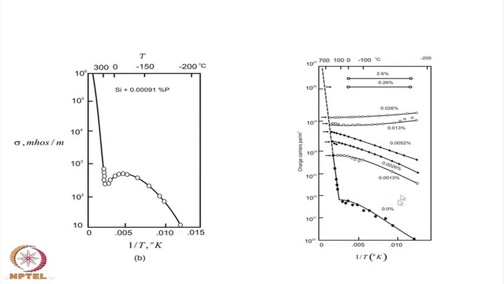This is another curve for different concentrations of dopant. Obviously, as the dopant concentration increases, a greater number of charge carriers gets generated and the conductivity increases, but at the same time the details get missed out. So this exhaustion region is no longer there, there is an extrinsic region and then followed by the intrinsic region. As the concentration of the dopant increases, you lose those details. These are actual curves.